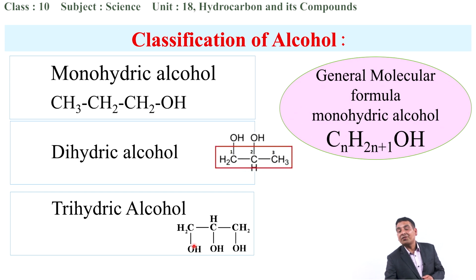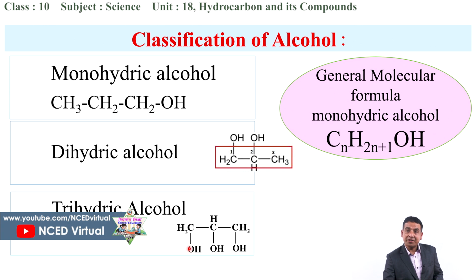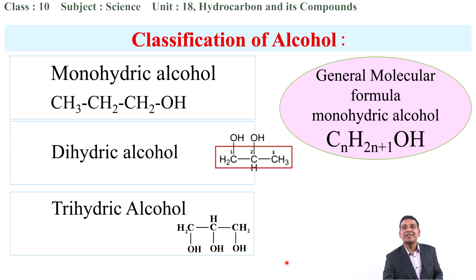Similarly, if there are 3 hydroxyl groups in a hydrocarbon, then that is called trihydric. So, you can see here CH2, CH, CH2, and all of these carbon atoms have single hydroxyl groups: OH, OH, OH. In this whole compound you can see 3 hydroxyl groups. So, this is called the trihydric alcohol.